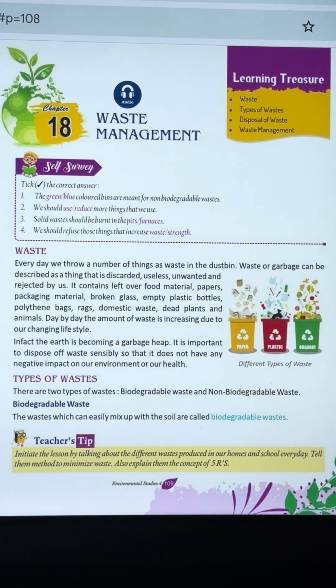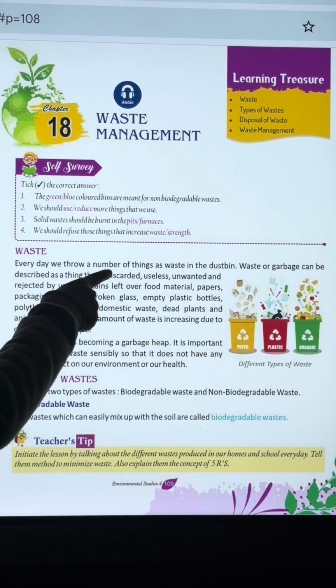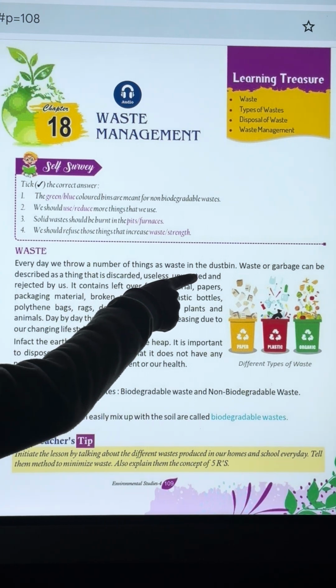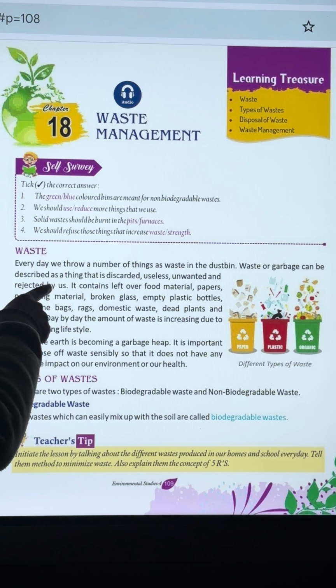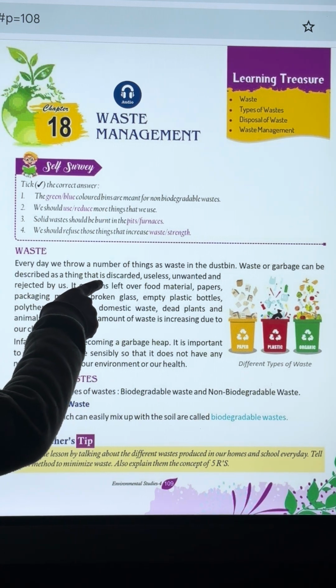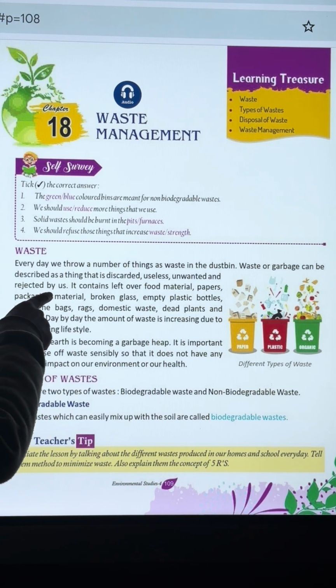Today we are reading EVS from class 4th, chapter number 18, Waste Management. Waste. Every day we throw a number of things as waste in the dustbin. Waste or garbage can be described as a thing that is discarded, useless, unwanted and rejected by us.